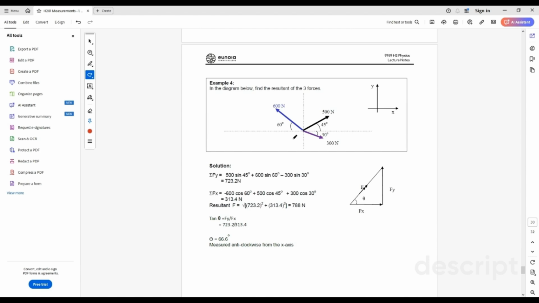So let's try and calculate what if there are more than two forces? What if there are three forces? What we can do is to account for both the vertical forces and the horizontal forces. To calculate the net vertical force, we can calculate each of the individual vertical forces from these three forces. So 500 sine 45, using the formula, so for all these equations, we can calculate the vertical force for all of them.